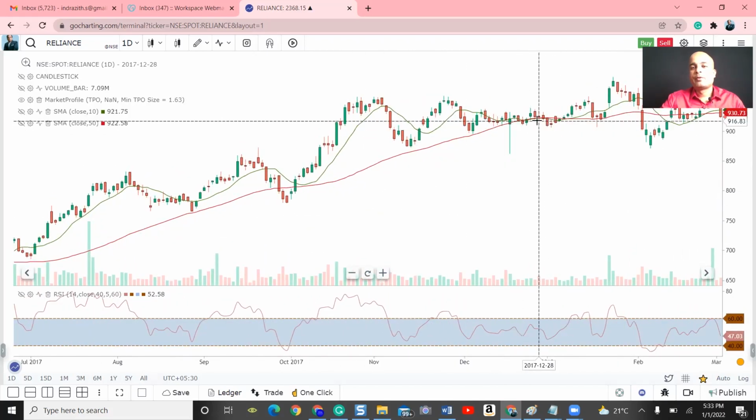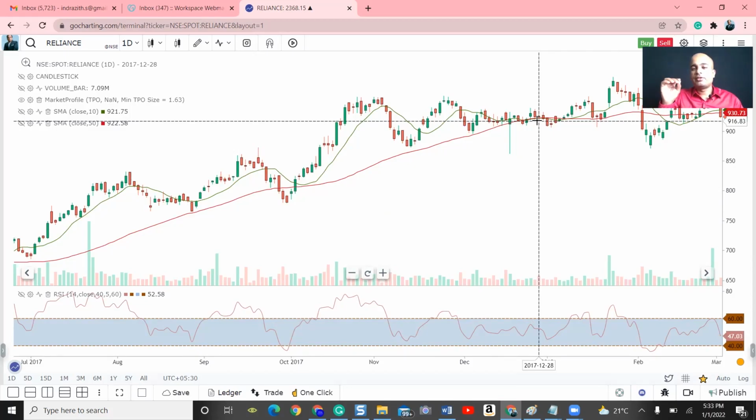Still somewhere here. So this is a simple system which catches good trades which are about to go upside actually. Okay, so this is a simple way we can use it.